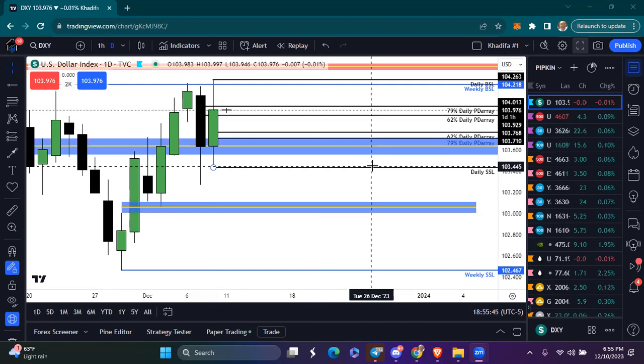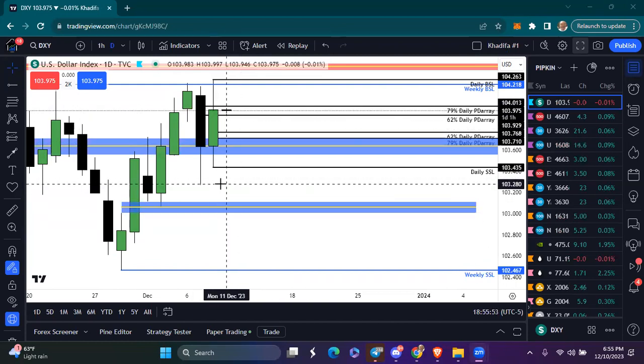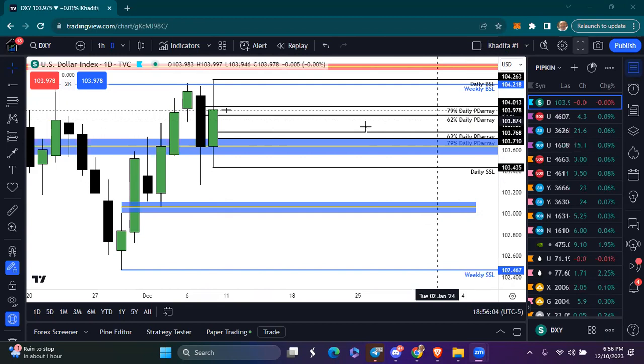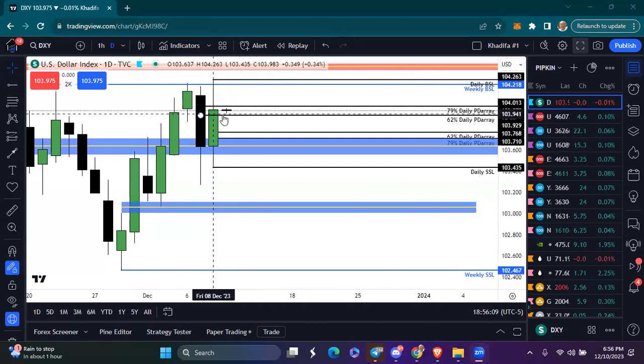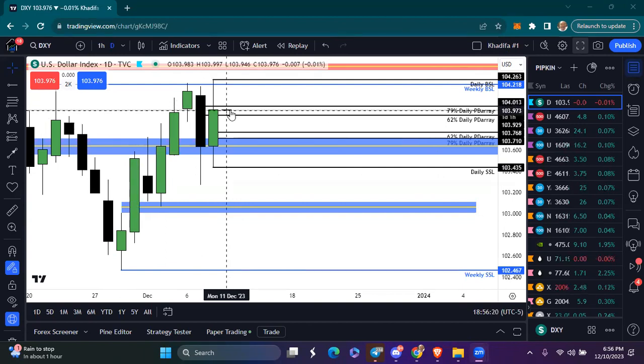So, with that being said, I would like to see price drop from where it's currently at inside of the premium price for Thursday's price action, right? This is Thursday's candle. These levels that you see are the premium array levels of that price range from Thursday. So, being that we're inside those levels, I do not want to see price break and close above the 79% premium array. I would like to see us respect that level and continue lower.